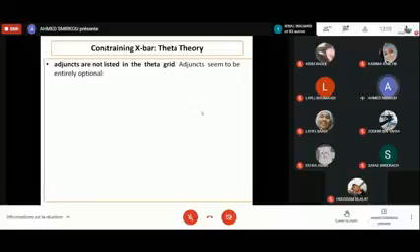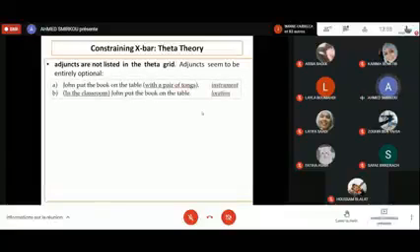Adjuncts seem to be entirely optional. For example, John put the book on the table with a pair of tongs. Of course, with a pair of tongs is an instrument, but please do not say this, because the verb put requires only three arguments: the subject John, the book the theme, and on the table. That's enough. You don't need to talk about extra information. You don't need to talk about with a pair of tongs, it's an instrument, etc. Do not talk about all the words that you have in a sentence.